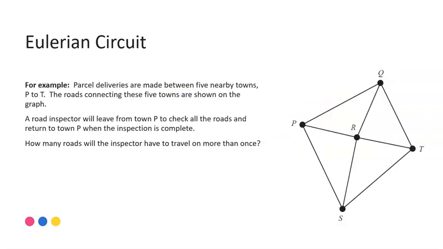So an example for a Eulerian circuit. Parcel deliveries are made between 5 nearby towns P to T. The roads connecting these 5 towns are shown on the graph. A road inspector will leave from town P to check all of the roads and return to town P when the inspection is complete. How many roads will the inspector have to travel on more than once?